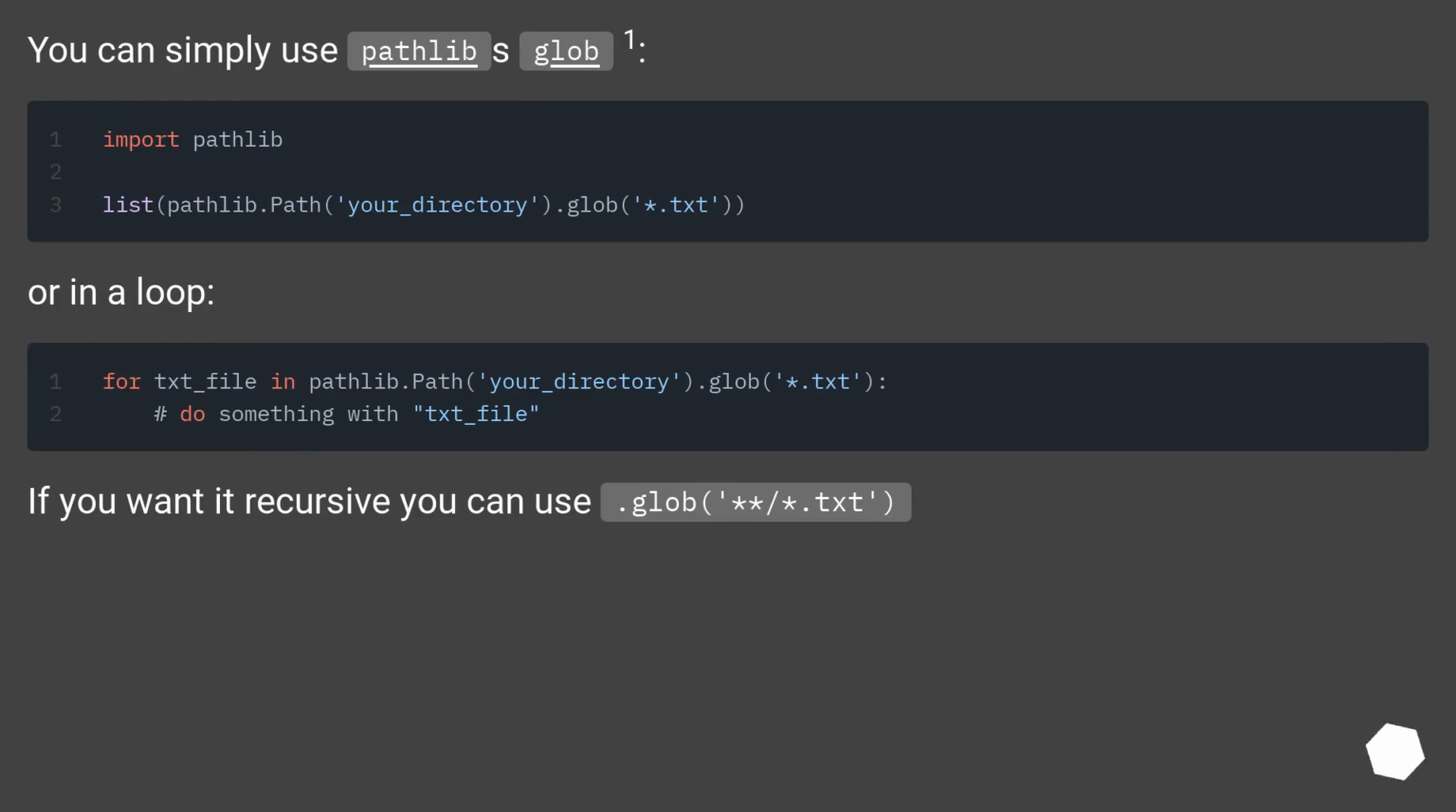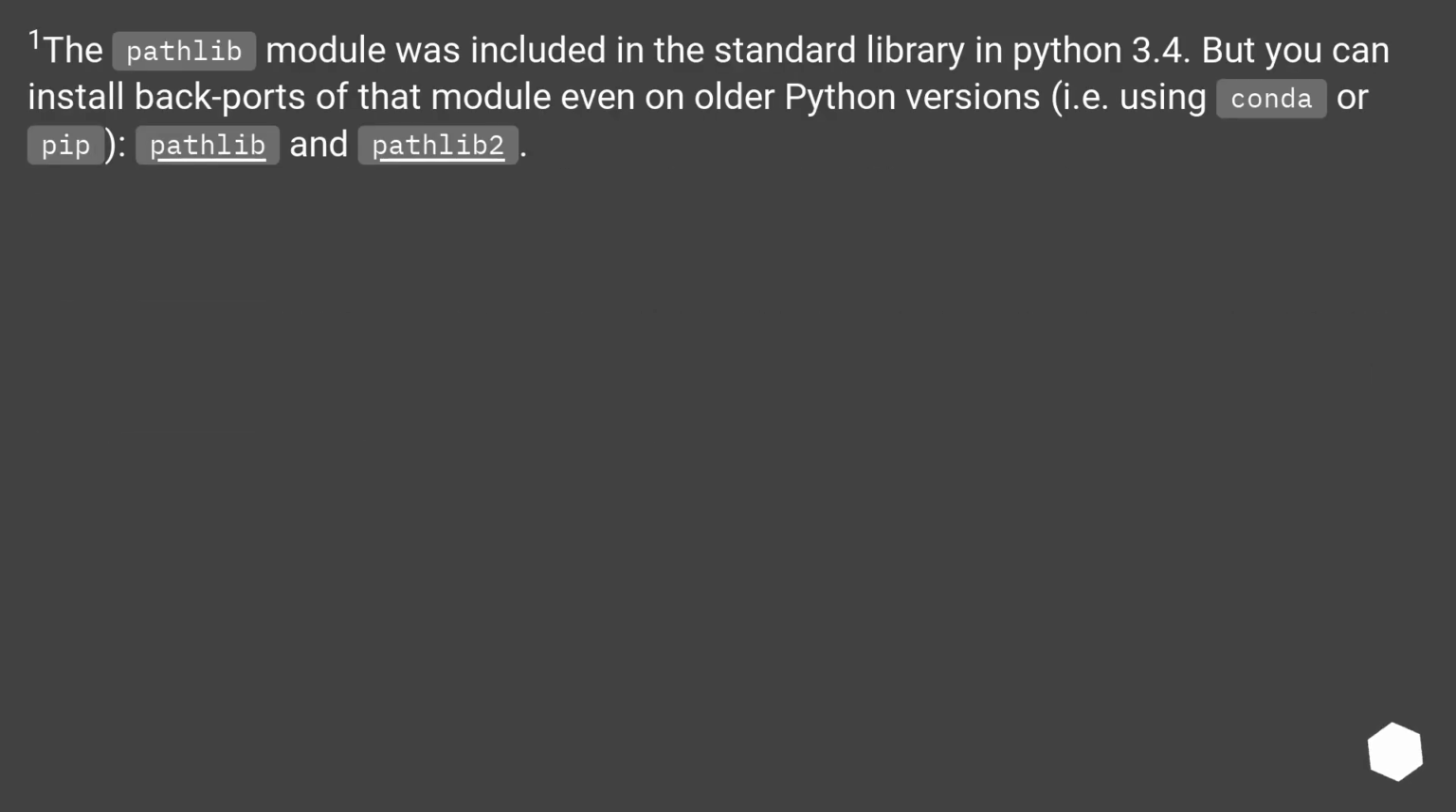You can simply use pathlib's glob, or in a loop. If you want it recursive, you can use .glob('**/*.txt'). The pathlib module was included in the standard library in Python 3.4. But you can install backports of that module even on older Python versions, i.e. using conda or pip, pathlib and pathlib2.